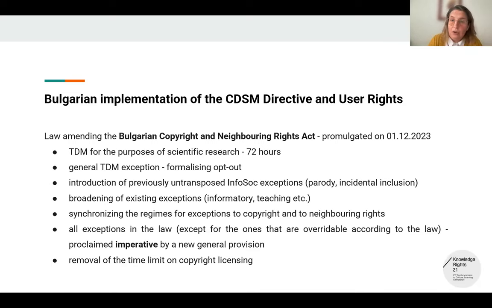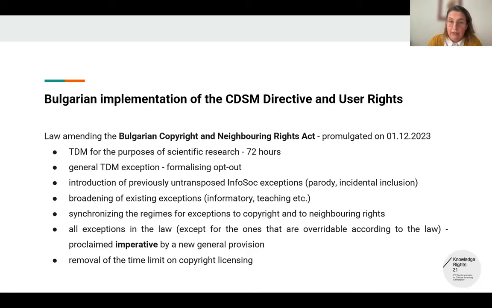An obligation on rights holders was imposed to provide the necessary access to users who have lawful access to the materials, of course, within 72 hours following a request. Then concerning the general TDM exception, the national legislator expanded on the way rights holders can exercise their right to prohibit mining as per Article 4 of the CDSM directive. So now the text requires rights holders' reservation be established prior to making the work available to the public and by technical means recognizable by the software carrying out the automated analysis.